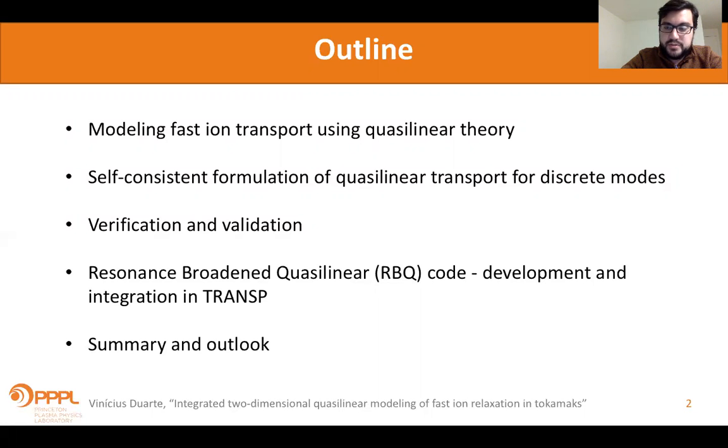Then I'll show verification and validation of such formulation, and then the development of the resonance broadened quasi-linear code, the RBQ code, and its integration into TRANSP, and then finally the summary and outlook.